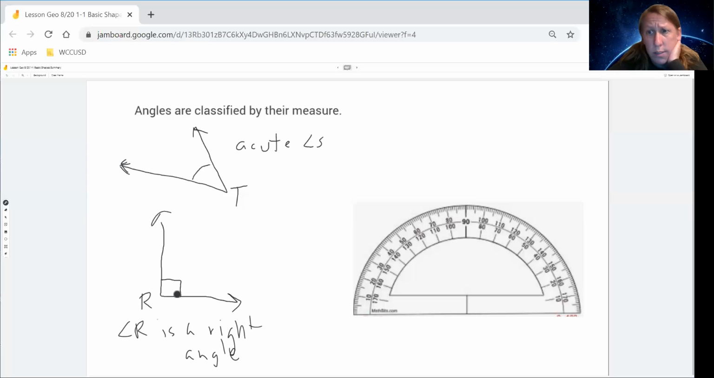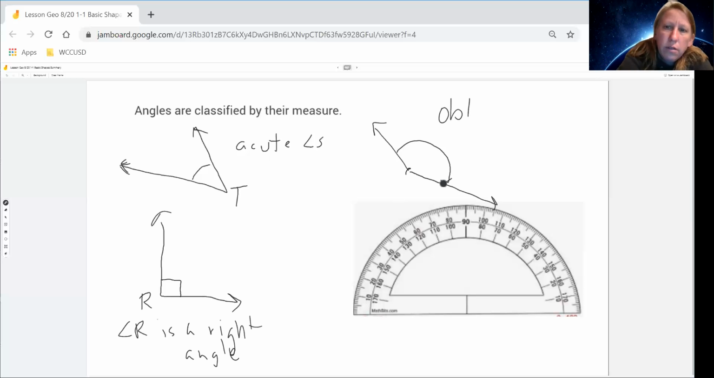Do you remember the big wide ones? The really fat ones, the ones that open really wide to get from here across to here. It's a long way inside the interior of the angle. Almost all the way around the circle. Actually, no, not quite halfway around the circle, almost halfway around the circle. That one's called obtuse. So we could call it angle O. Angle O is an obtuse angle.